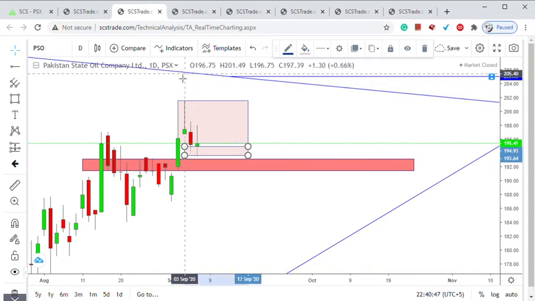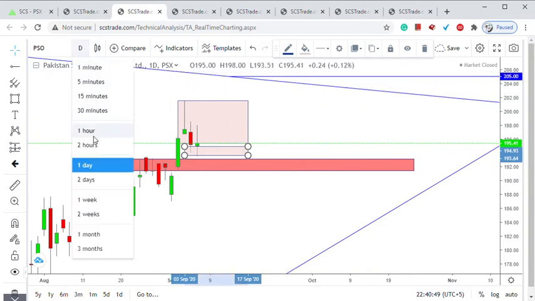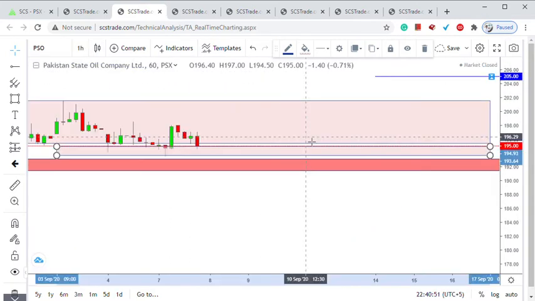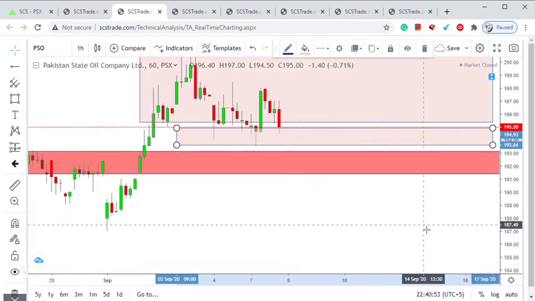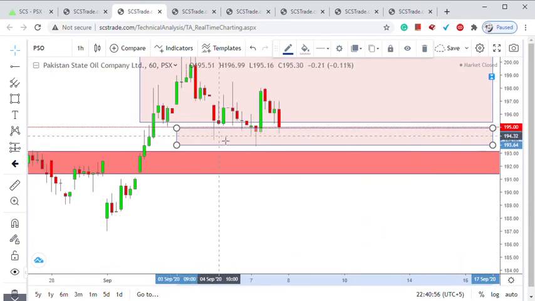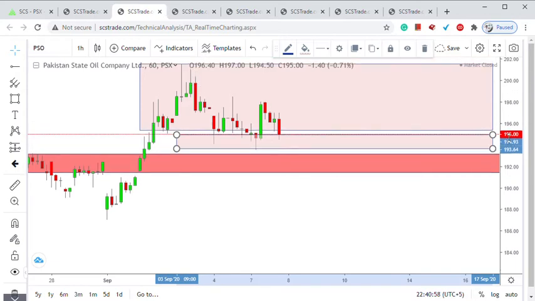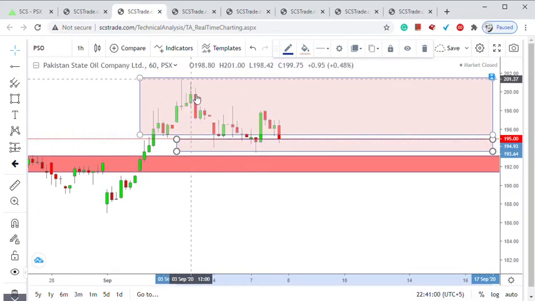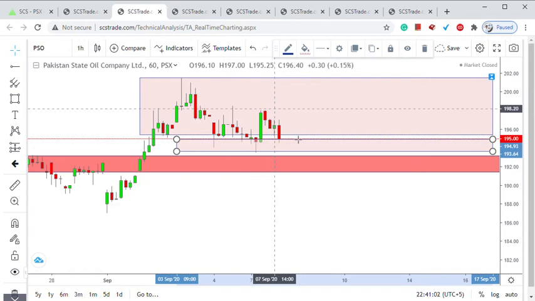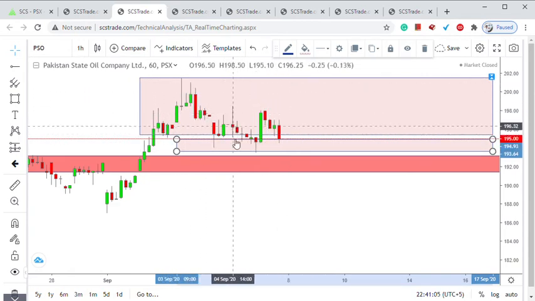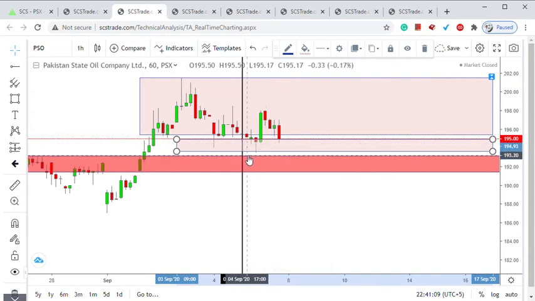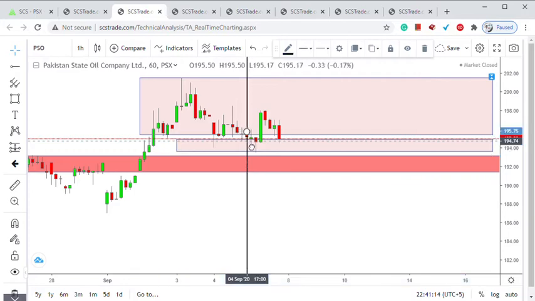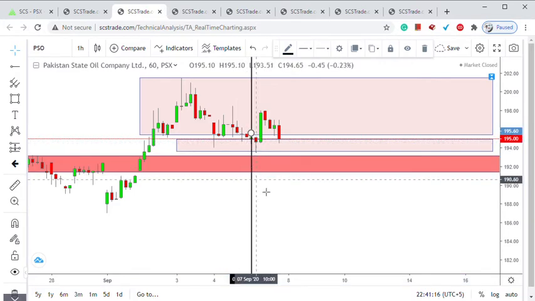Okay, now let's jump to the hourly chart, then I can explain what I mean. You see this is the position where the stock has been trading for the last few days. Now let's put the vertical lines right here to be sure that today was the 7th September. Was it the 7th September? No. All right, here. Okay, 7th September.